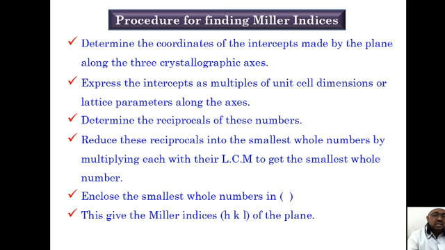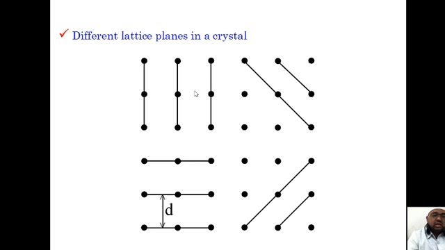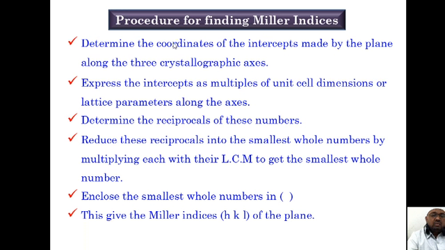Here in the previous slides, I'm talking about these planes. It says to determine the coordinates of the intercepts made by the plane along the three crystallographic axes. When I talk about a plane, it is nothing but the x-axis, y-axis, and z-axis. So what is the intercept on the particular axis, x-axis or y-axis, 1 or 2 or 0, whatever it may be.